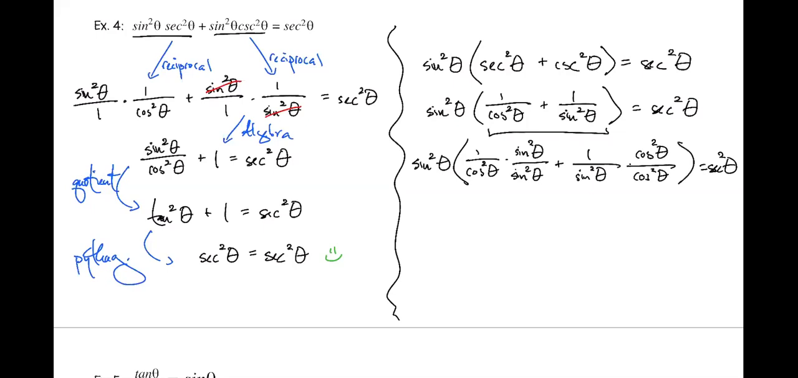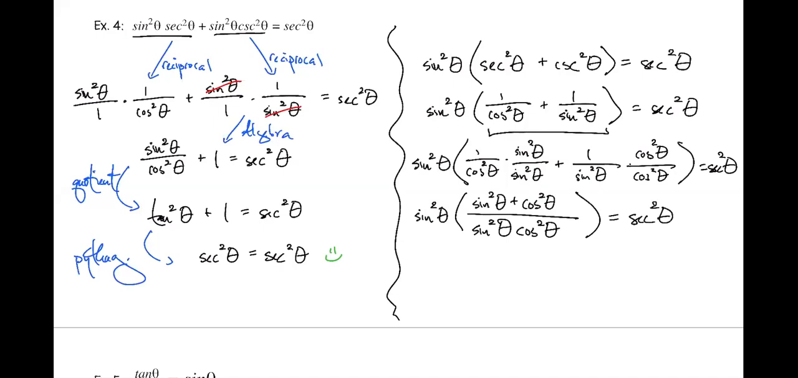Now do I have a common denominator? I do, right? So my inside fraction actually becomes sine squared theta plus cosine squared theta over sine squared theta times cosine squared theta. And we want to show that that's equal to secant squared, okay?